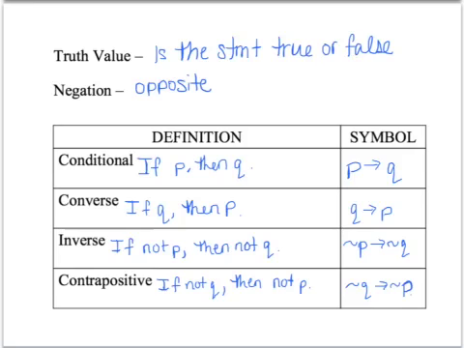Now you need to know the definition of each of these four statements and their symbols. So conditional is your starting point. If P, then Q. The converse is when you switch the conditional. If Q, then P. All right, the inverse is when you negate the conditional. If not P, then not Q. And finally, the contrapositive, you need to switch the inverse. If not Q, then not P.